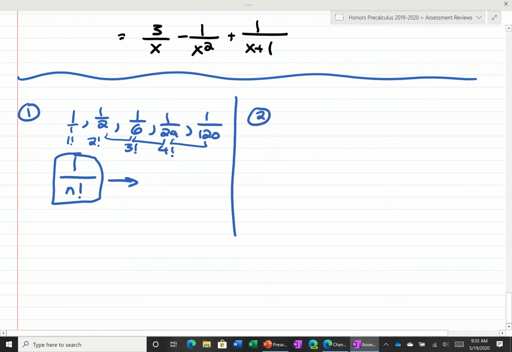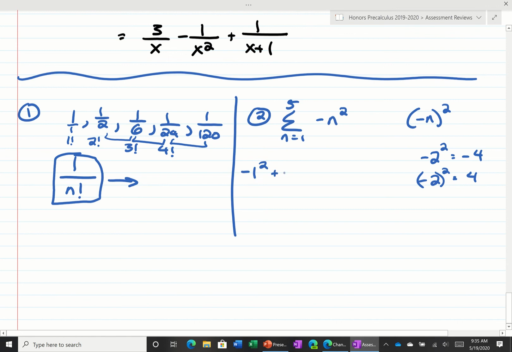it's asking us to find the fifth partial sum from 1 to 5 of negative n squared. Now this isn't negative n squared, it's totally different. Remember, negative 2 squared would be negative 2 times negative 2. So what this sum is, this would be negative 1 squared plus negative 2 squared plus negative 3 squared plus negative 4 squared plus negative 5 squared.